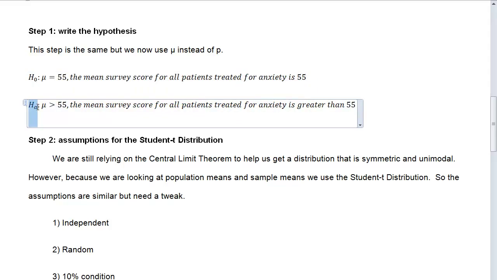Our alternative hypothesis, our H of A, is mu is actually going to be greater than 55. I could test different from. Does it make any difference? Is it worse or better? And if I was a psychologist, maybe that's what I'm wondering. But I've just done it with this small sample set, and what I'm really wanting to know is is it going to improve? And so that's why the greater than there.